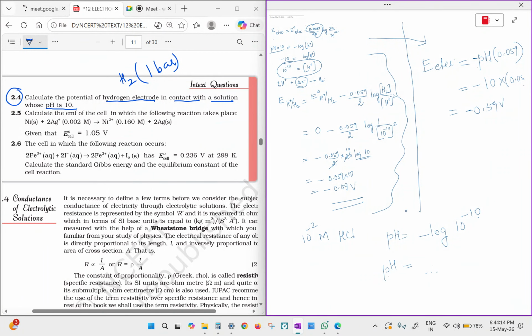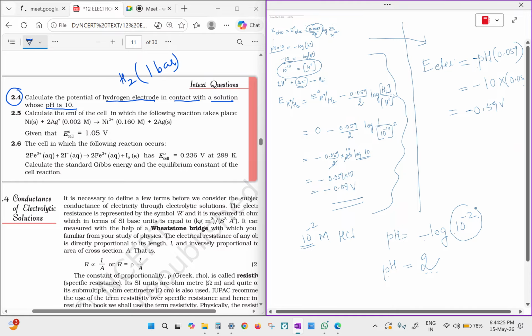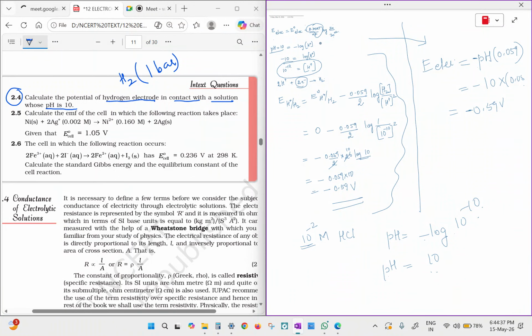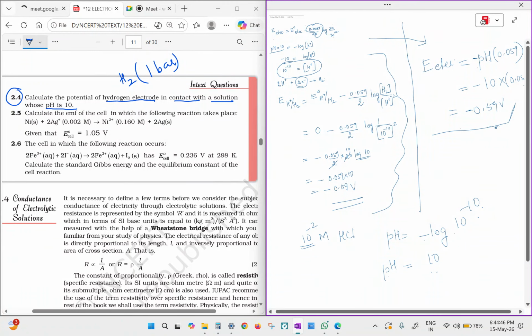That's all. So if the concentration is given as 10 to the power minus 2, then pH will be minus log of 10 to the power minus 2, which happens to be 2. If pH is 10, what would be the concentration? 10 to the power minus 10 only, no? Got it? Any doubt about this? This will be the shortest way of doing it in the competitive examination. This may not be accepted in the CBSE examination. Clear? There you have to write the Nernst equation, substitute, declare that E naught of H plus to H2 is 0 volt, find out and report it in volts.